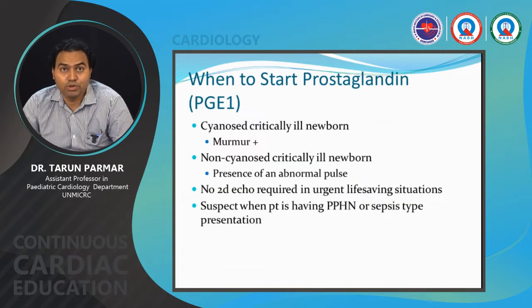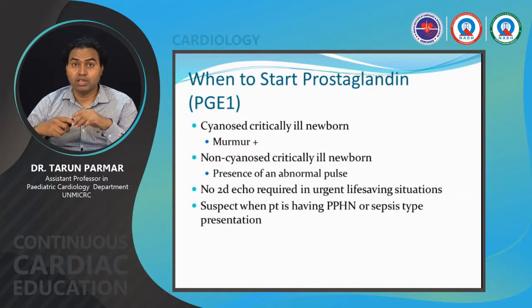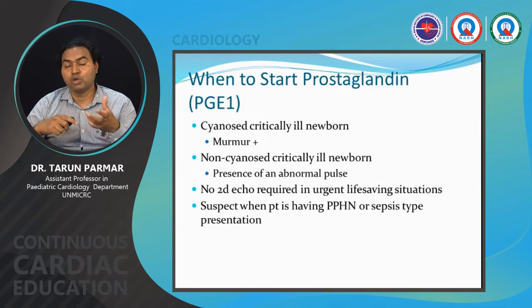So when to start prostaglandin? A critically ill newborn with cyanosis and a murmur, you can start it without doing the echo. A non-cyanotic critically ill newborn with an abnormal pulse, you can start. No 2D echo is required in an urgent life-saving situation, because if you suspect by looking at and examining the patient that this is cyanotic CHD or acyanotic CHD with a duct dependent lesion, you can always start prostaglandin E1.